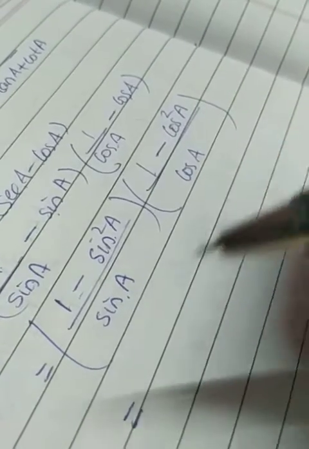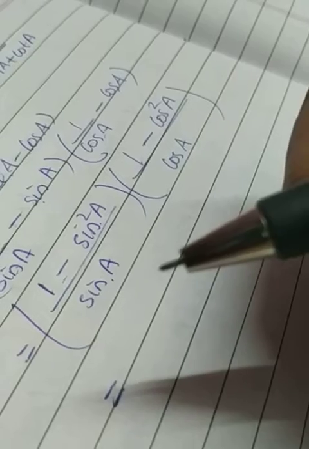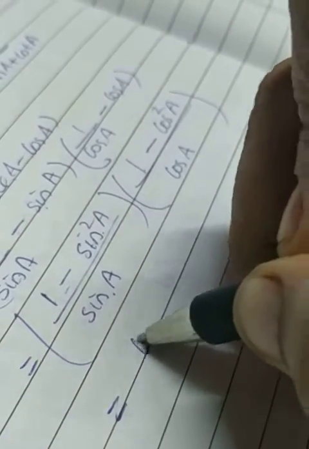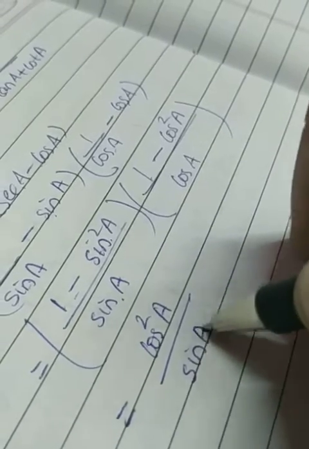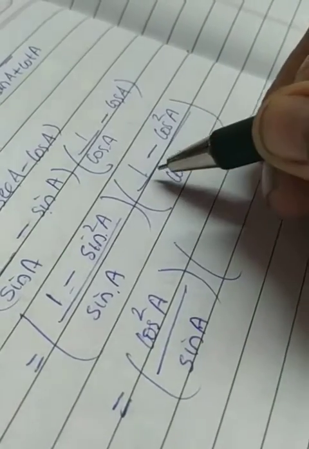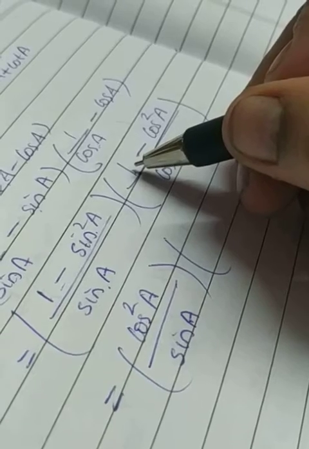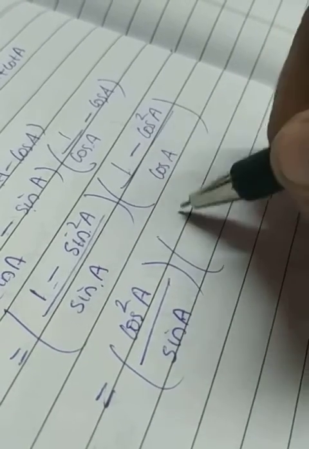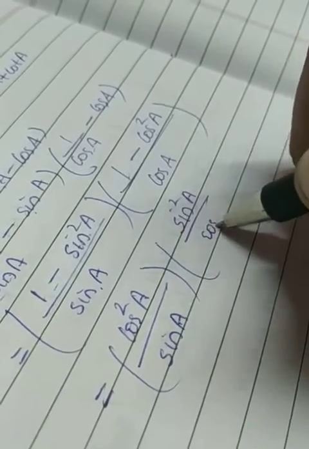And we have an identity sin square A plus cos square A equal to 1. From that identity, 1 minus sin square A can be given the value cos square A. So the first bracket becomes cos square A by sin A into, what about the second bracket? Same identity we can apply here. We have the identity sin square A plus cos square A is equal to 1. So that 1 minus cos square A will be equal to sin square A by cos A.